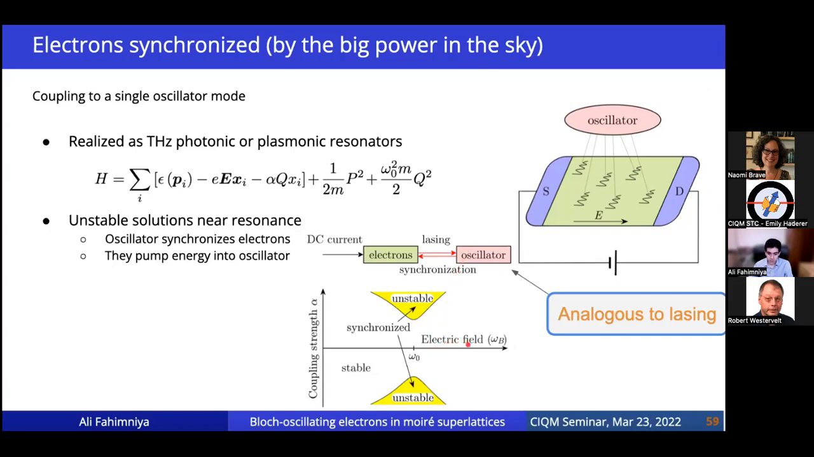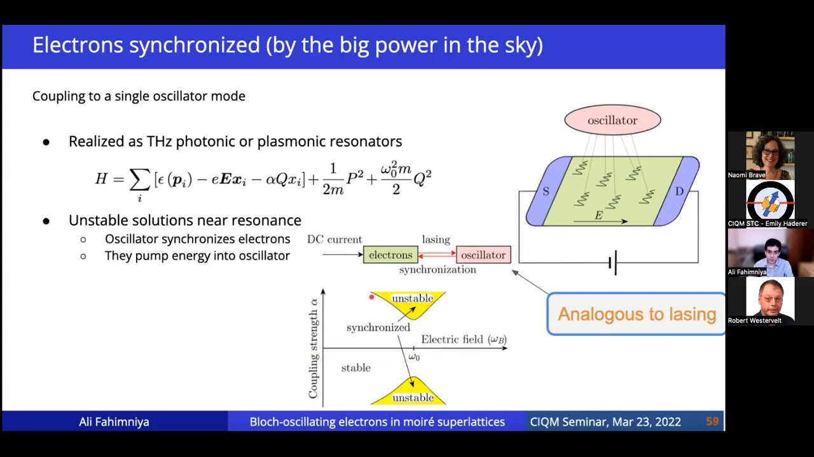In this phase diagram here, I show you when this regime is achieved as a function of applied electric field and the coupling strength between electrons and the oscillator. The synchronization happens near resonance and when the coupling strength is strong enough.